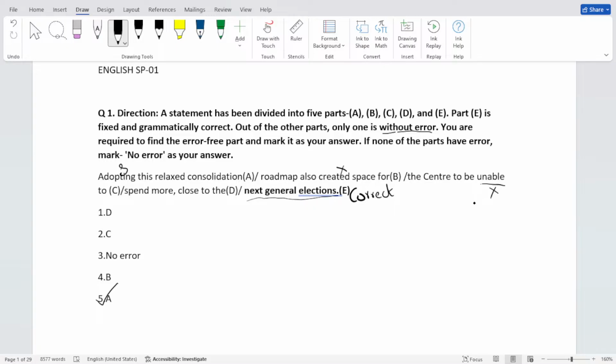When it comes to the fourth statement, spend more close to the is given. The usage of close is incorrect. It is a noun, so it will represent the end of an event, but the event is still going on. In the future it is going to happen, so that is why this is the incorrect one. Accordingly, A is the correct answer. Now let us go for the next question.